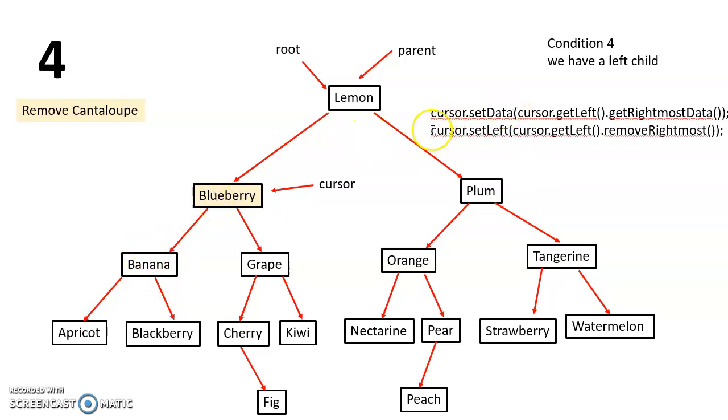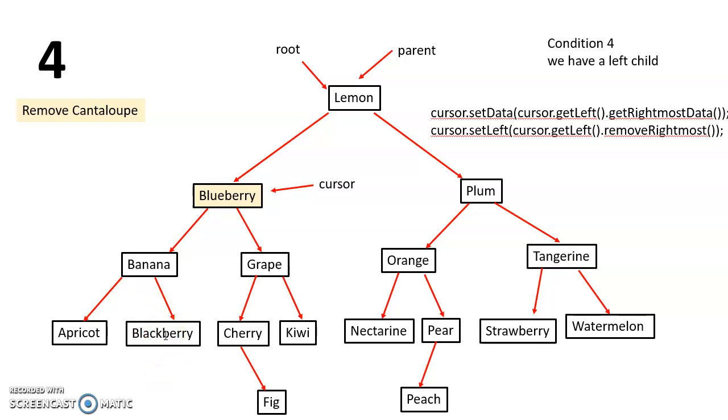So the net effect of this line here, cursor set left, cursor get left, remove rightmost, is that the rightmost node was removed. In that case, it was the blueberry. So we no longer have the duplicate that we did after the first one was done, and that value is removed.